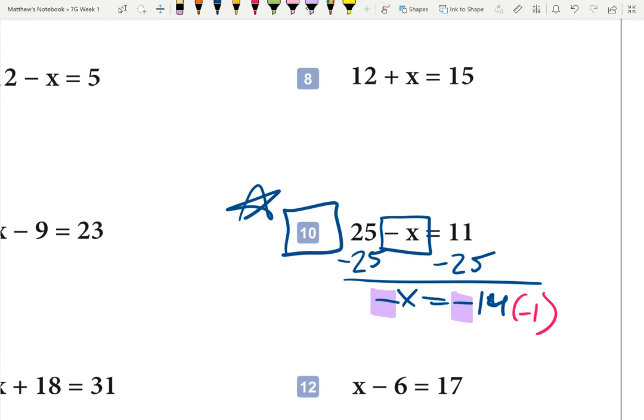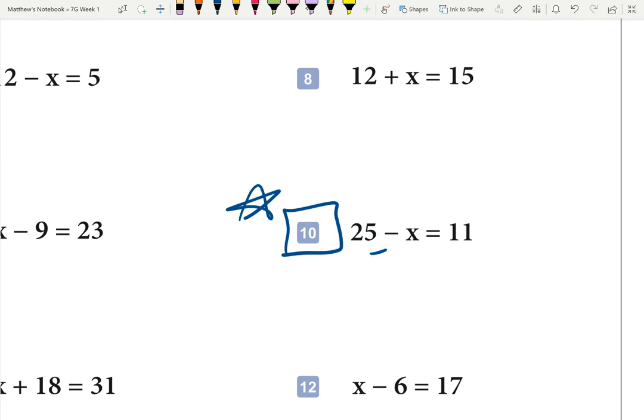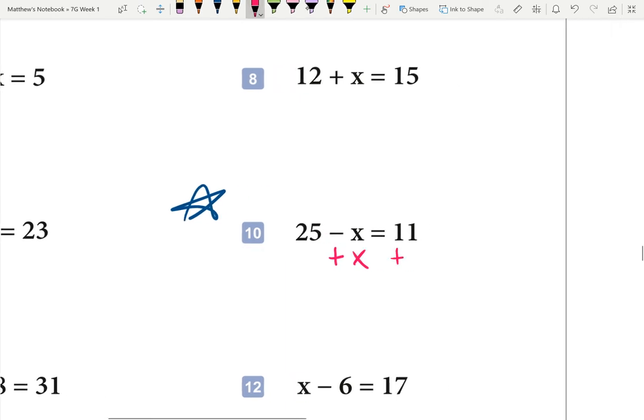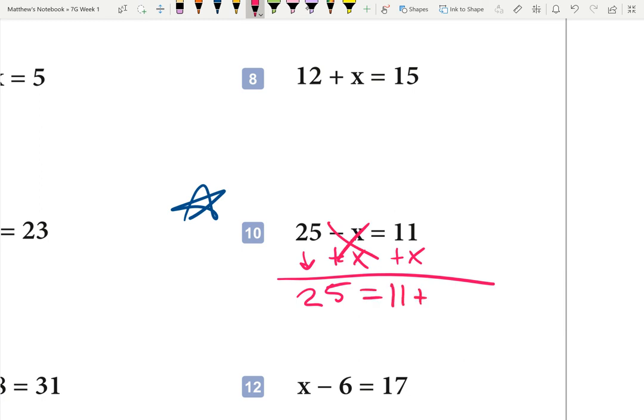Now, an easier way to get around this and still solve the equation properly is to instead add x to both sides. So I'm going to start off by actually adding x. It's the only occasion where you would want to start off by adding your variable instead of subtracting or adding the other number. And so here when we add x to both sides, you'll notice that we end up with positive numbers still. And we have 25 still on this side equals 11 plus x, or x plus 11, however you'd like to write it.